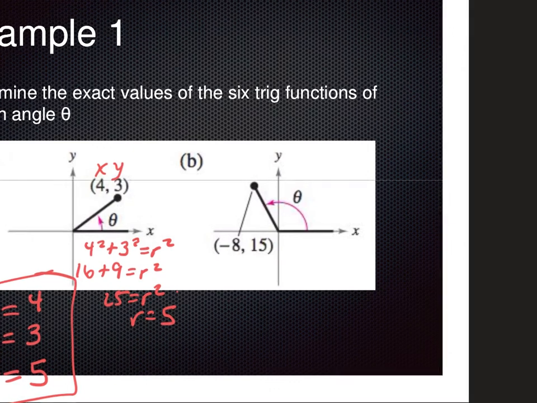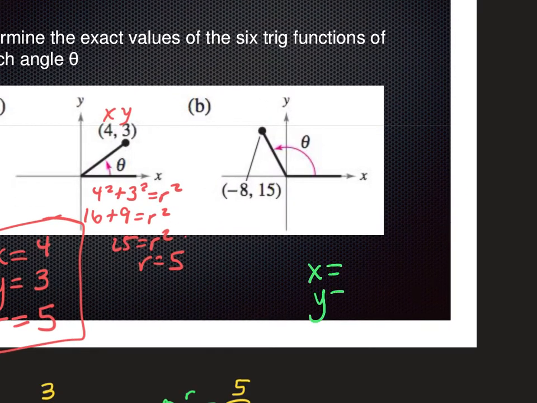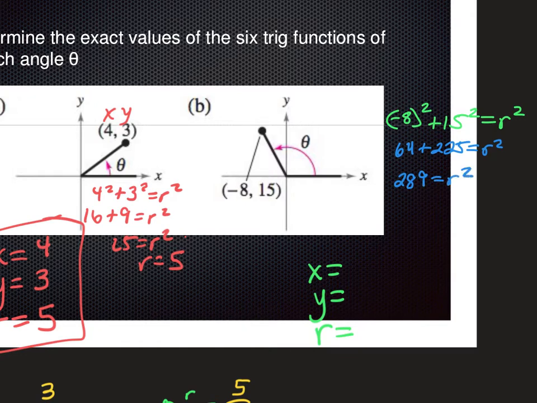Okay, I need to know 3 values. I need to know the x, the y, and the r, correct? So let's figure it out. I already know 2 of them. I know that x is -8, and I know that y is 15. So ladies and gents, please remember, when you square a number, whether it be negative or positive, what does it become? Positive. So r should never be negative. If you give me negatives, that's a problem. But -8 squared is 64, plus 225 equals r squared. 64 and 225 is 289 equals r squared. Does anybody know what the square root of 289 is? 17. So r equals 17.